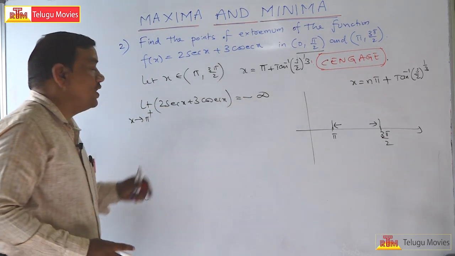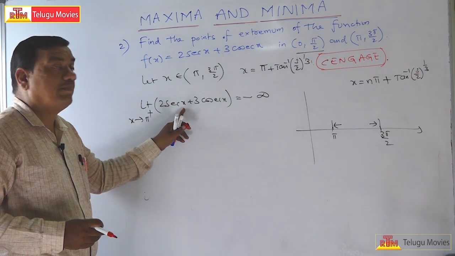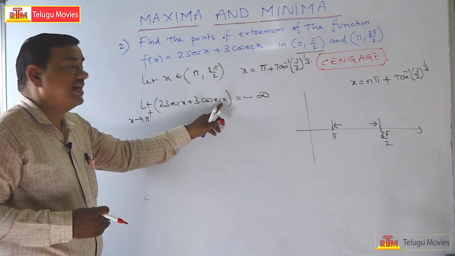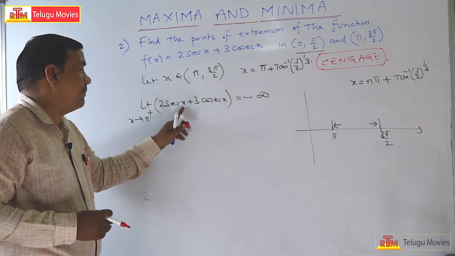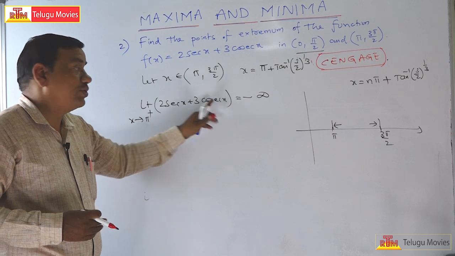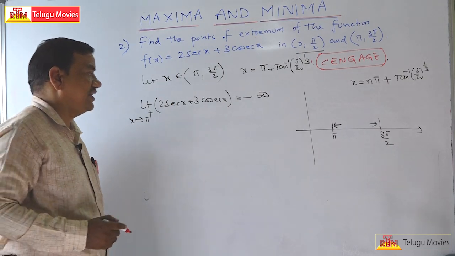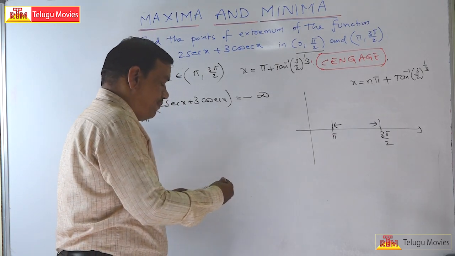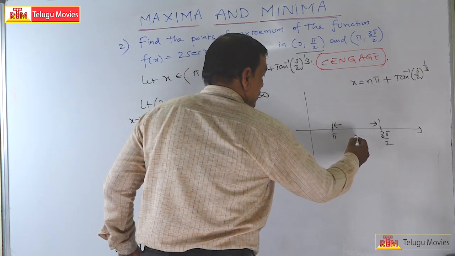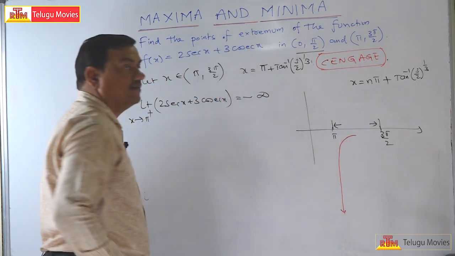Why? Because here secant pi is minus 1, cosecant pi is 0. Secant pi is minus 1, so that is equal to minus 2. Cosecant pi is 0. This is minus 2. That means it goes on decreasing to minus infinity. As you are approaching, you are getting minus infinity.